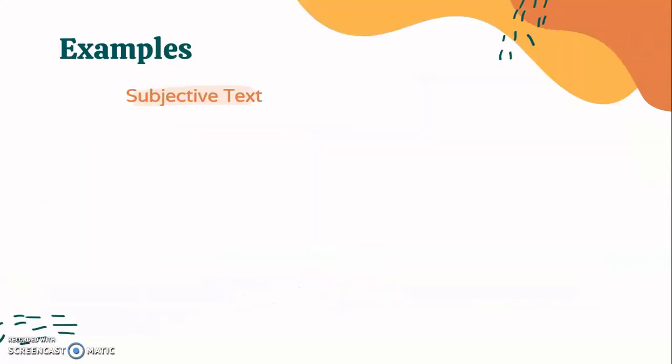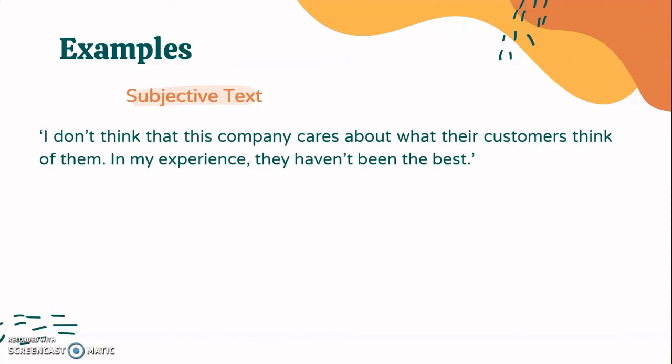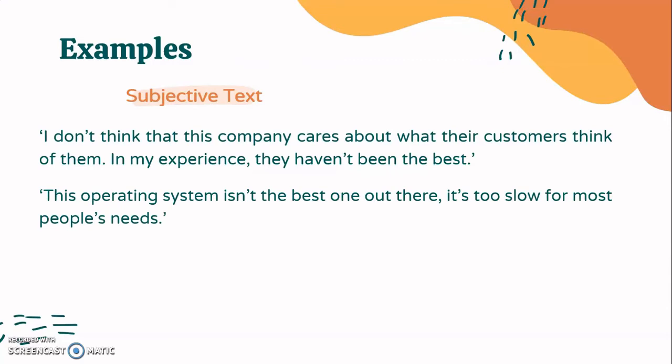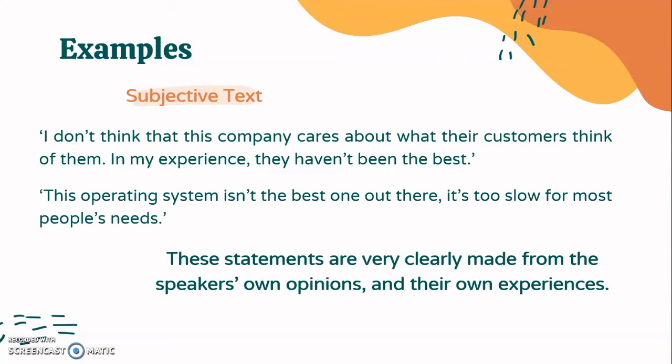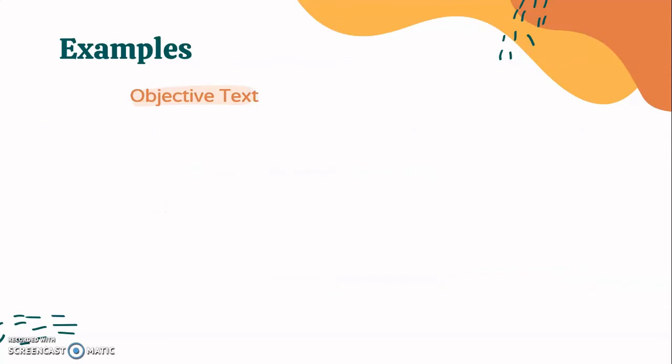Let me give you two more examples under each category. First, subjective text. I don't think that this company cares about what their customers think of them. In my experience, they haven't been the best. Second sentence, this operating system is not the best one out there. It's still slow for most people's needs. As you can see from these two examples, these two statements are very clearly made from the speaker's own opinions and their own experience. There is no data or facts to show us credible information, so they are personal and biased.